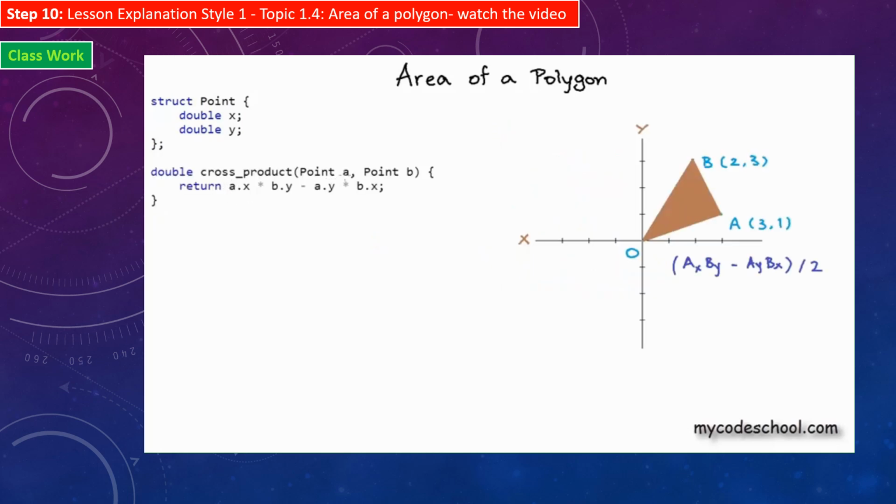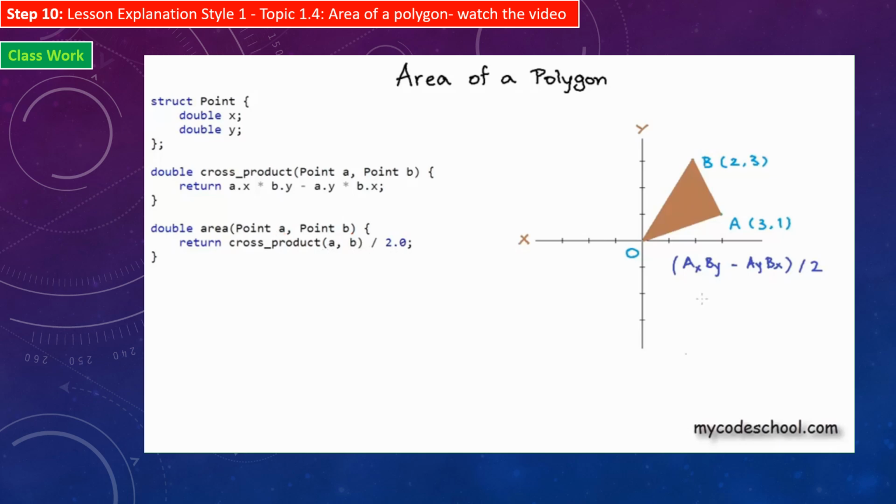So given 2 points A and B, this function simply computes AX into BY minus AY into BX. So it computes the cross product of the vectors A and B. We can now write the function to compute the area. So given the points A and B, this computes the area of the triangle OAB. We simply take the cross product and divide it by 2.